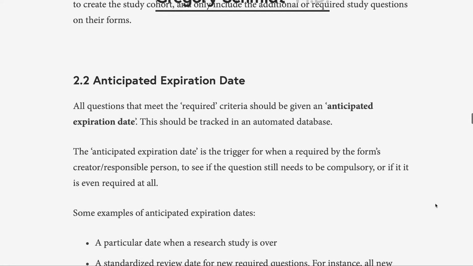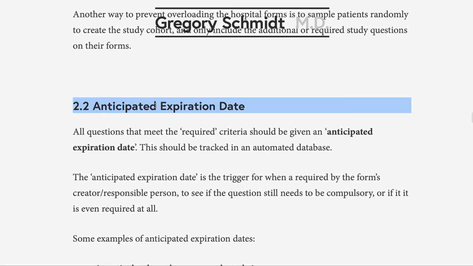We move now on to the second point, which discusses something I'm calling an anticipated expiration date. Every field which is entered into the electronic medical record and specified as required should be given, and tracked in some database, an anticipated expiration date. This is the date which is the trigger for whoever created that form, or whoever is responsible for managing that form, to go back and see: is the question that is compulsory, does it still have to be required? Or is the question even required anymore? Or can it potentially be removed from that form?